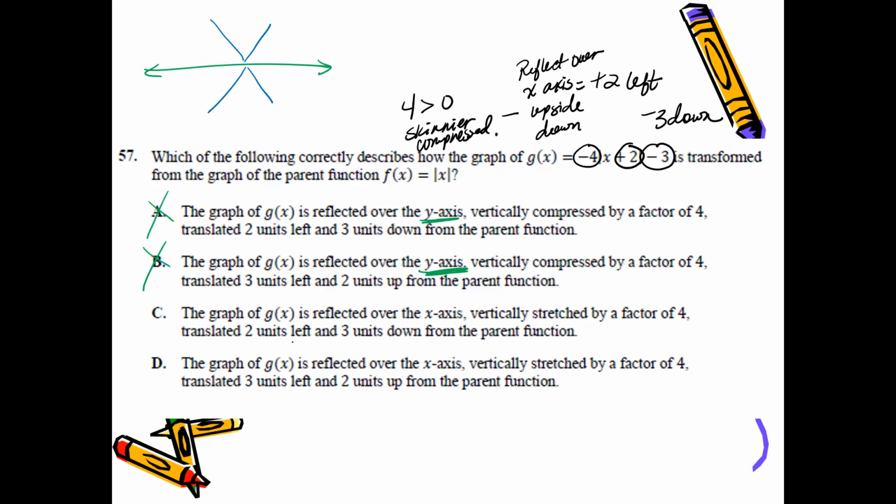Then it says 3 units to the left. Well, 2 units to the left. Well, didn't we say it's 2 units to the left? So it's not D, it's C. So you're just looking at these tiny little subtle hints of what the question's giving you, essentially.